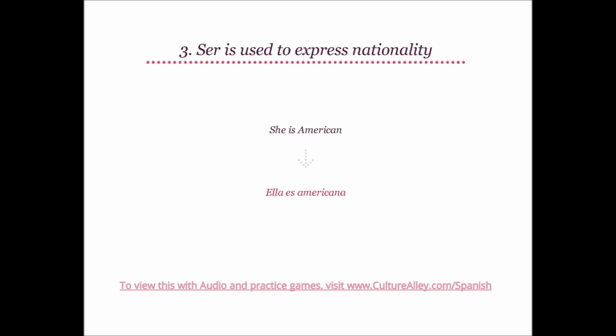Moving on to the third scenario, ser is used to express nationality. Let's take an example. She is American will become ella es americana. Can you say that? Ella es americana. Again, since American is a nationality, we have used ser.